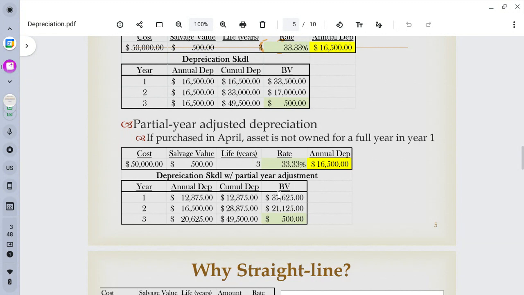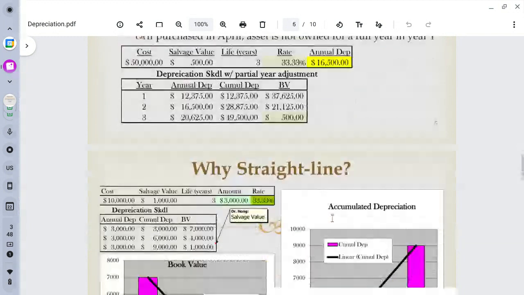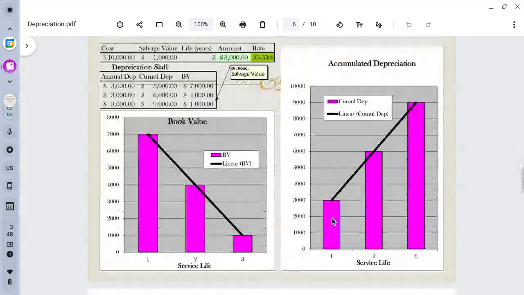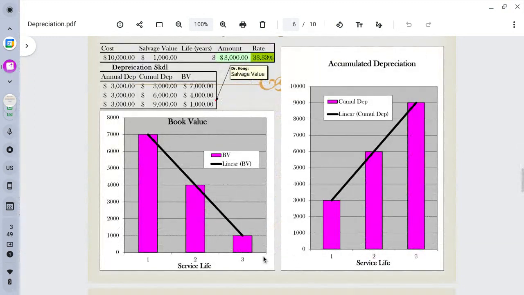That way you end up with the salvage value. If you don't do that, it's not a correct depreciation. And think about it. The reason it is called straight line depreciation is because they make a straight line. Book value, look at this example, $10,000 asset. If the salvage value is like that, 3 years, right? If we start from time zero, we'll have 10,000 here. And then if you connect those bars, it makes a straight line, right? Accumulated depreciation also makes a straight line, right?